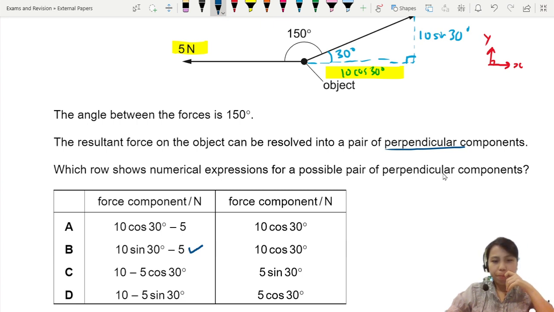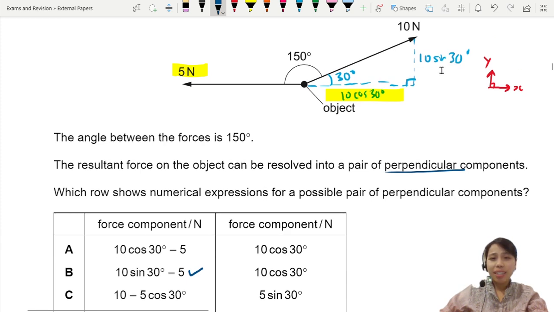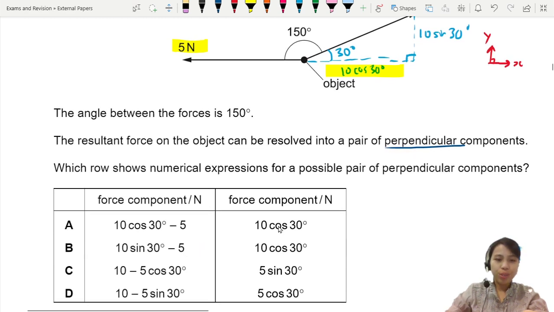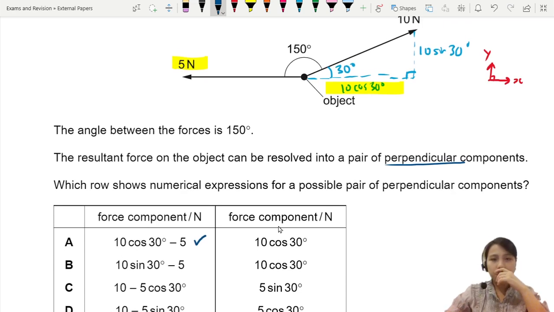Something seems wrong. Okay, never mind. So if we say maybe B is correct, but let's check the vertical. In our diagram up there, we only have 10 sine 30 as vertical. 10 cos 30 should be horizontal. Confusion. So potentially this one. Vertical should be 10 sine 30 though. We have a problem here.